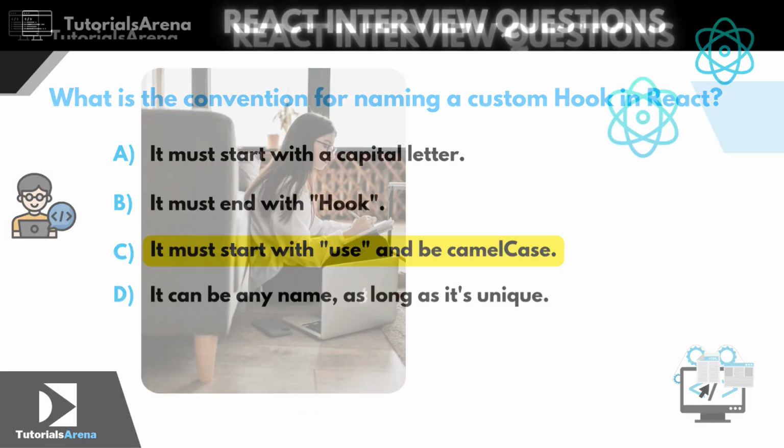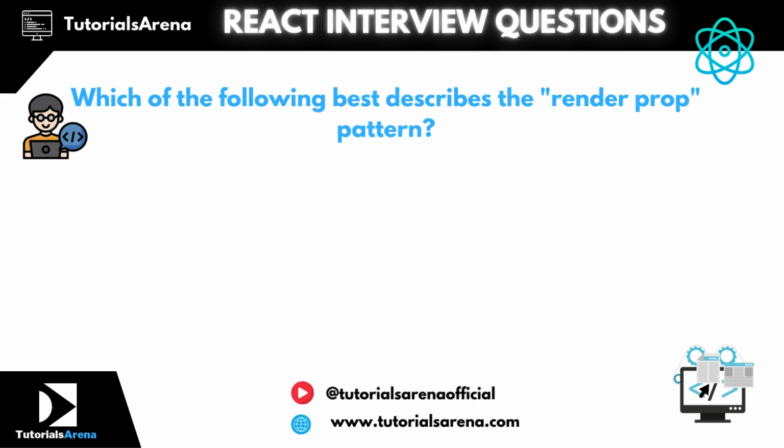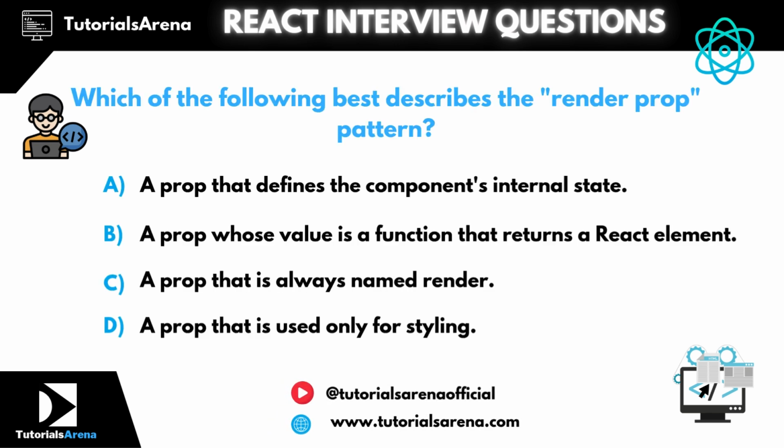Question 26. Which of the following best describes the render prop pattern? Option A, a prop that defines the component's internal state. Option B, a prop whose value is a function that returns a React element. Option C, a prop that is always named render. Option D, a prop that is used only for styling. The correct answer is option B.